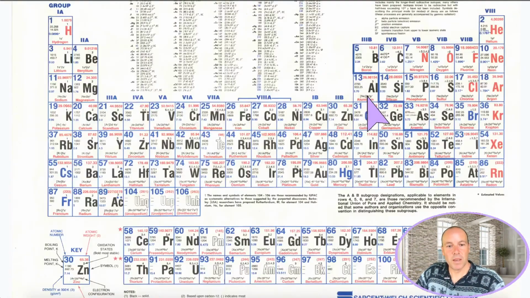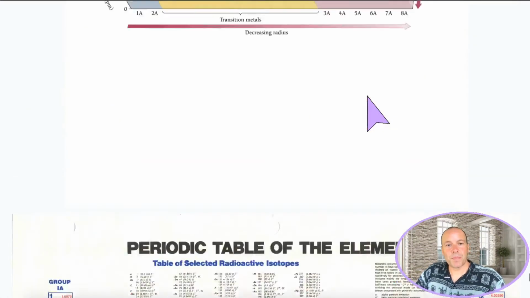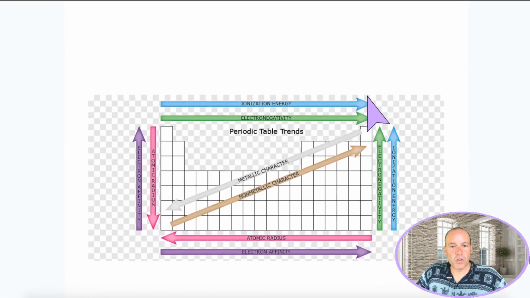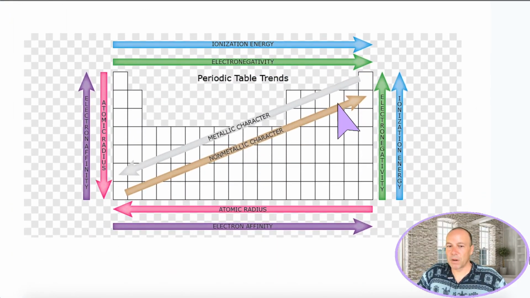Okay, so you get these two trends in this chapter. For atomic radius, these are the large atoms, those are the small atoms, and for ionization energy, this is where the highest ionization energy is, where the small atoms are, and that's where the smallest ionization energy is, where the large atoms are.